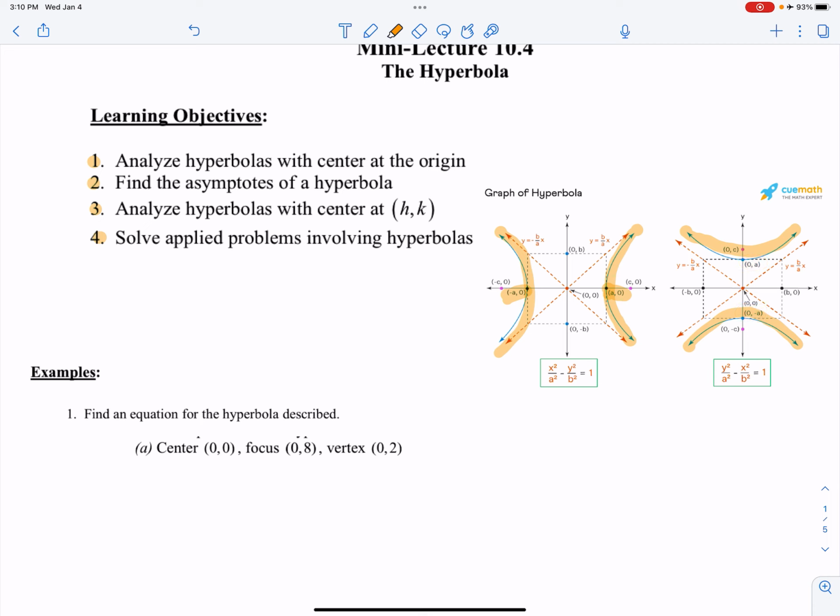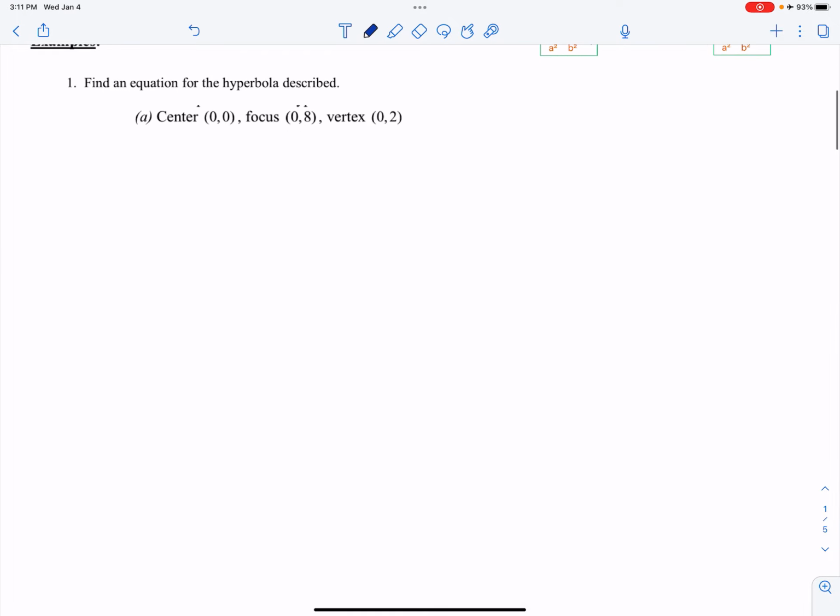Some other areas that I would like you to take note of are the asymptotes. Asymptotes are invisible lines that our graph will never cross. We can see that happening whether it is a vertex on the x-axis or a vertex on the y-axis. Both options have these asymptotes, and we're going to be finding them. So, first let's start with finding the equation of the hyperbola being described.